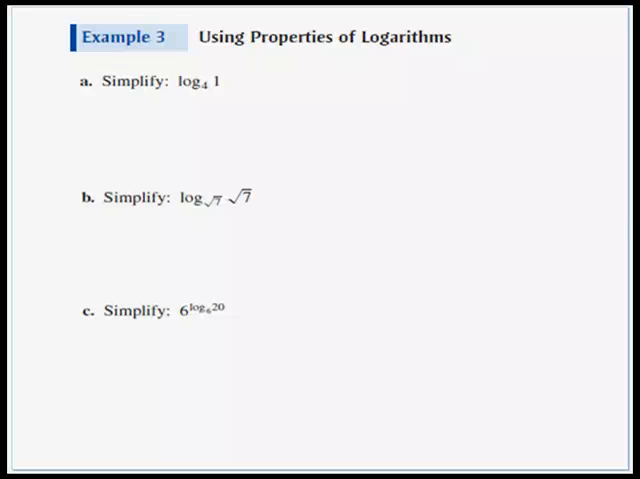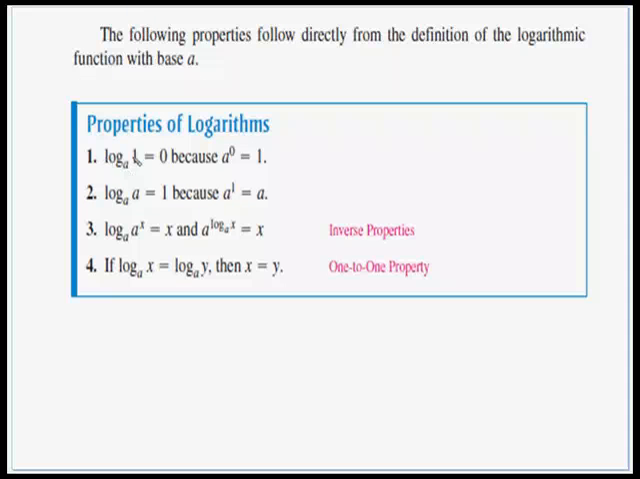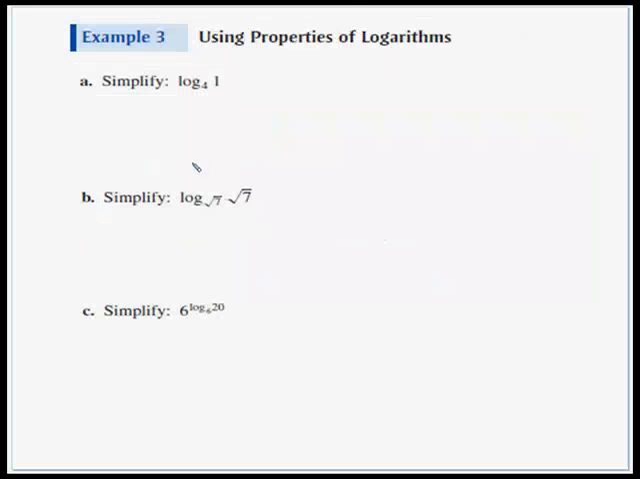Example 3, let's apply some of those properties. So let's see what we have here. Log base 4 of 1. Log base anything of 1 is equal to 0. So this is going to equal 0. And we could think about it as an exponential. Log base 4, well, the base of our exponential is 4. It's going to equal 1. What number goes up here? 4 to what power is 1? Well, that's 0.